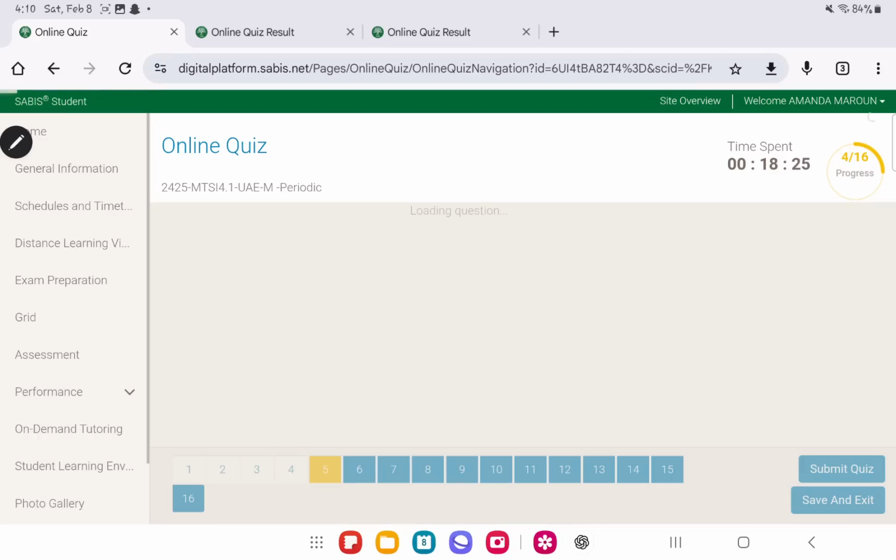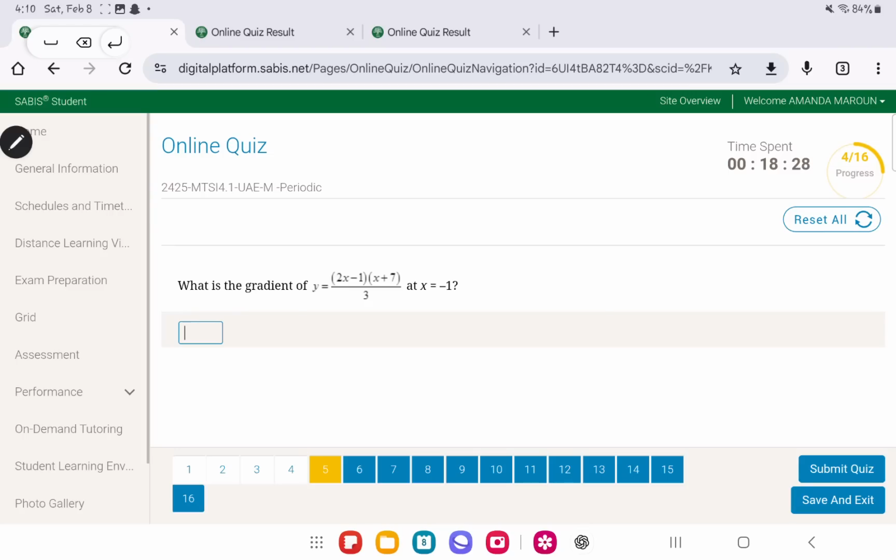So now we move on to the next question, which is question number 5. What is the gradient? Gradient again means slope, and whenever we're dealing with slope or gradient, we need to find the derivative of y is equal to (2x minus 1) times (x plus 7) over 3 at x is equal to -1. Now, this one is a little tricky because it's a fraction, and we haven't really dealt with fractions before. So I'm gonna explain something new, which is the product rule.